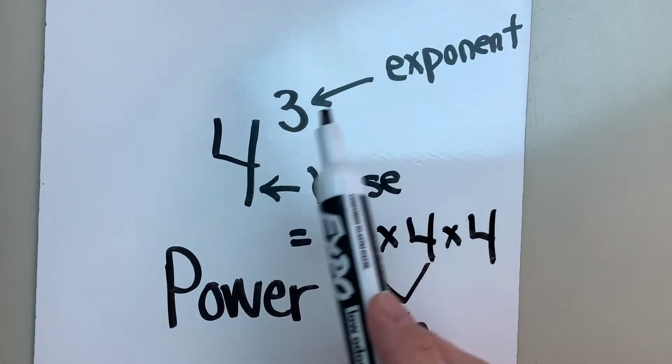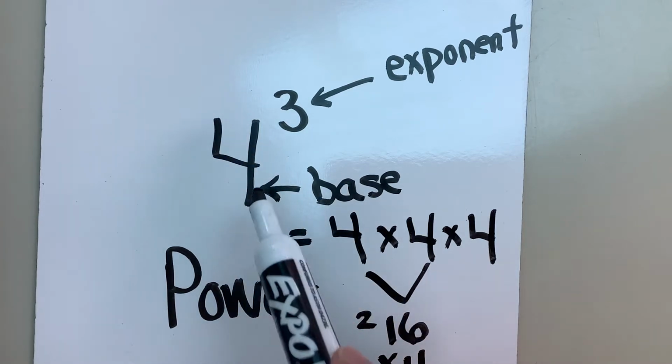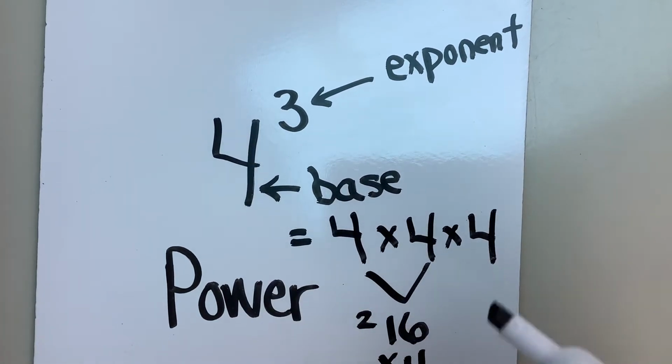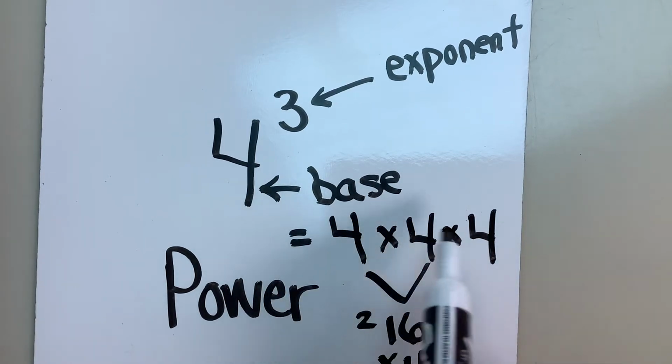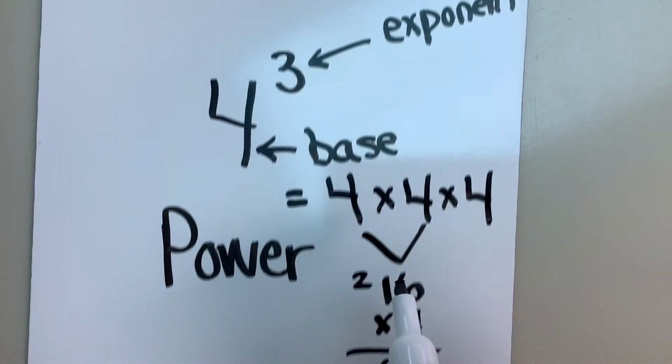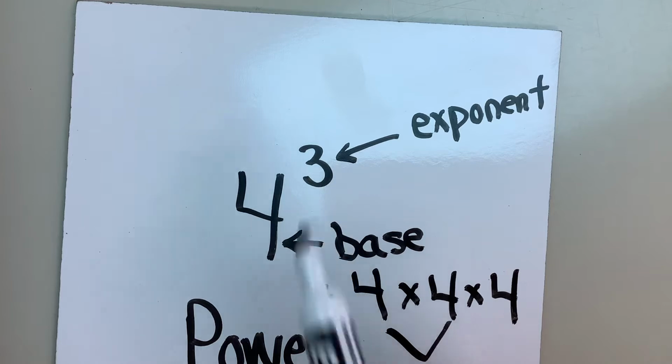The exponent is the little number, the base is what is being repeated, and you can look at it as repeated multiplication. And so you would write that 4 3 times, and then you could solve or evaluate. This whole item is called the power.